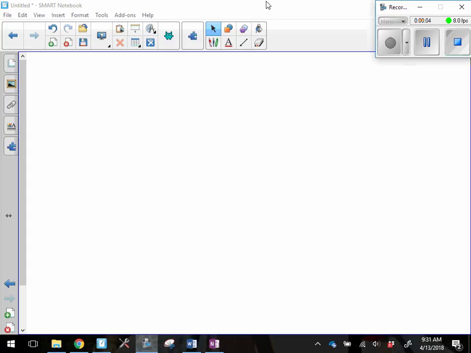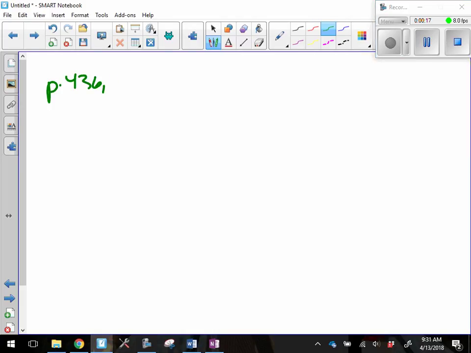So we're going to start with an example that will help us figure some more things out about that equation that describes motion. We're going to start with page 436, number 9. If somebody would read it for us, please.